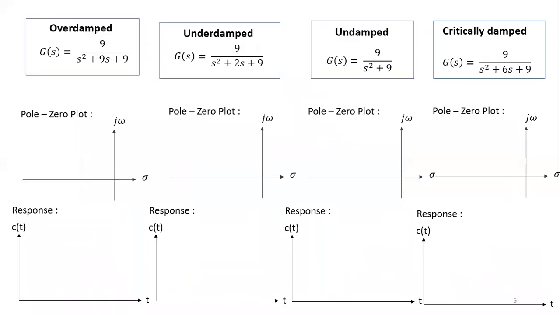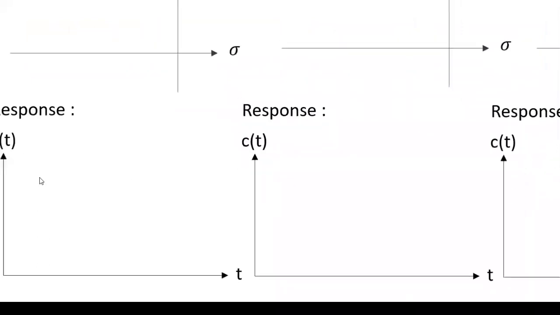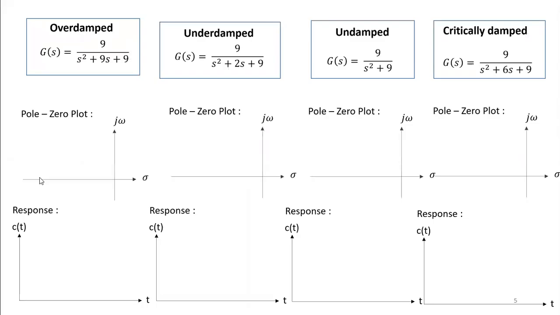Let's look at the pole-zero plot for overdamped, underdamped, undamped, and critically damped. For the overdamped case, if the second order system shows an overdamped response, the poles based on this numerator and denominator are going to be somewhere on the plot.